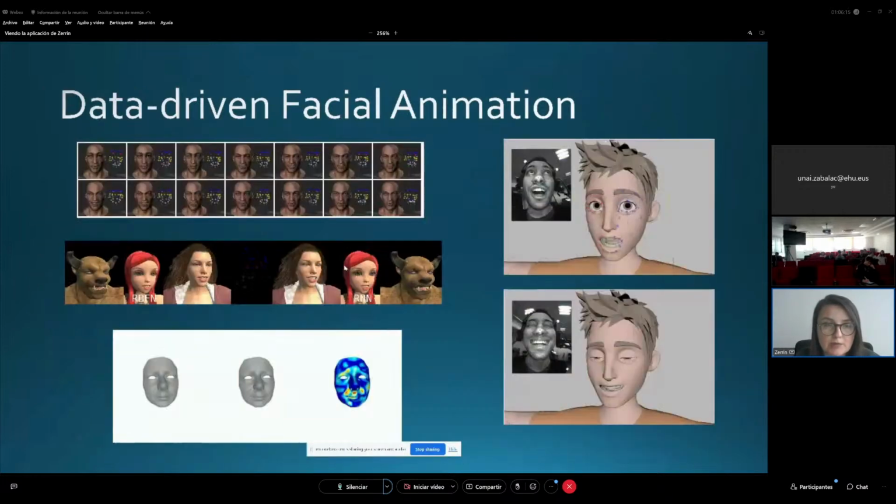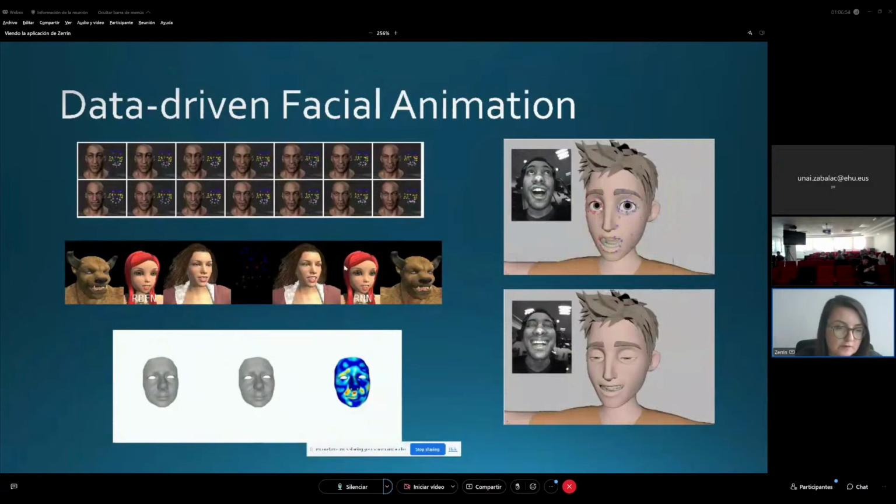Lately, in my group, we are also working on data-driven facial animation, for example, using motion capture markers and motion capture data. We are applying deep learning algorithms for dimensionality reduction and to find control parameters, or for mapping facial animation from one character to another, or from motion capture data to any character. It can be a cartoon character, a realistic character, or a monster. And how we can do this mapping in an automatic way using neural networks.